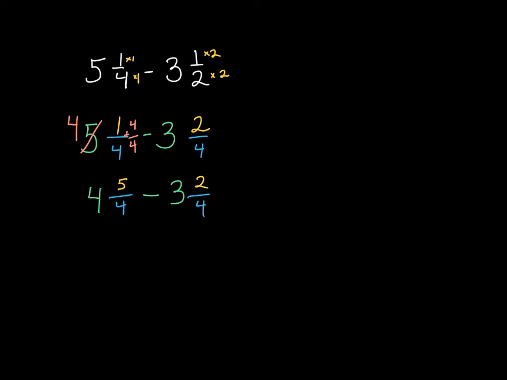So now to finish subtracting, let's subtract the whole numbers. 4 minus 3 is 1. 5 minus 2 is 3. And of course our common denominator is still 4. 3 over 4 cannot be reduced, so that is my final answer.